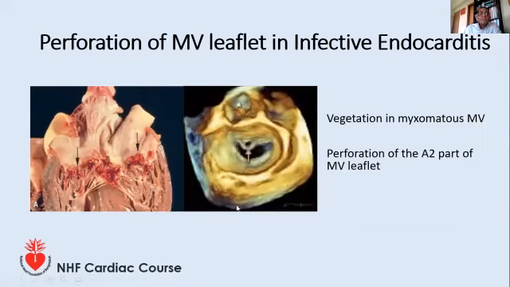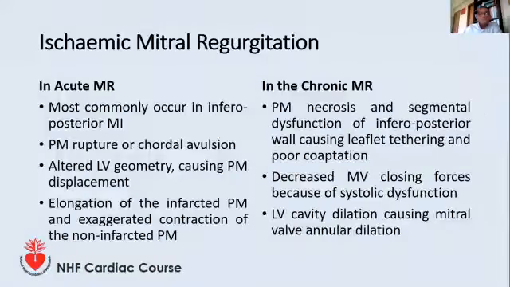We can see the picture of the mitral valve leaflet in infective endocarditis. Vegetation, we can see here, often interrupts the valve closure. There is perforation, which results in mitral regurgitation, and abscess formation causes mitral annular disruption. Papillary muscle rupture and chordae tendineae rupture due to infective endocarditis also cause acute MR.